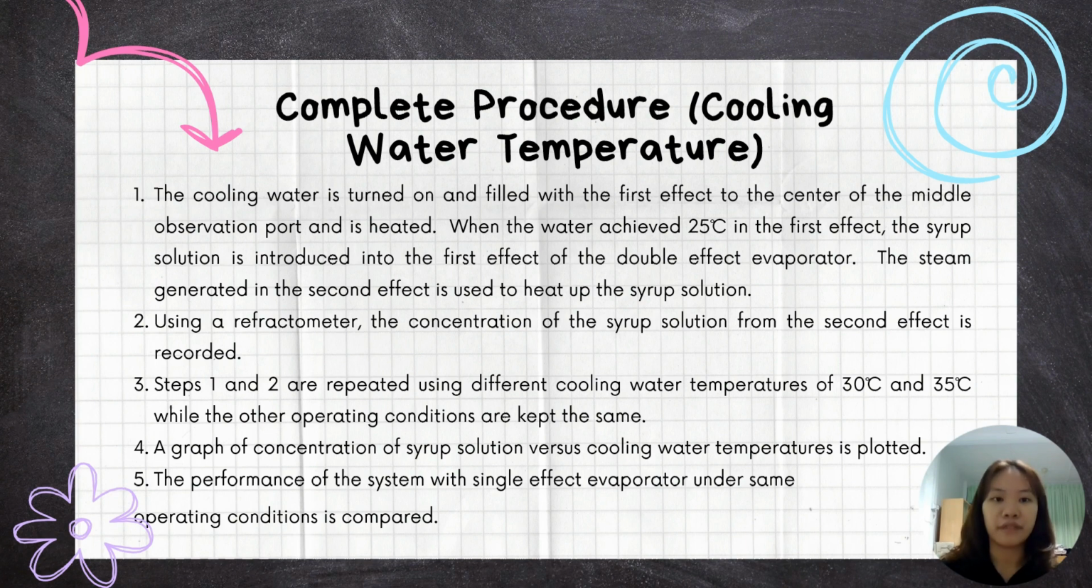By using a refractometer, the concentration of the syrup solution from the second effect is recorded. Steps 1 and 2 are repeated using different cooling water temperature of 30 degrees and 35 degrees Celsius, while the other operating conditions are kept the same. A graph of concentration of syrup solution versus cooling water temperature is plotted. The performance of the system with single effect evaporator under same operating condition is compared and contrasted.